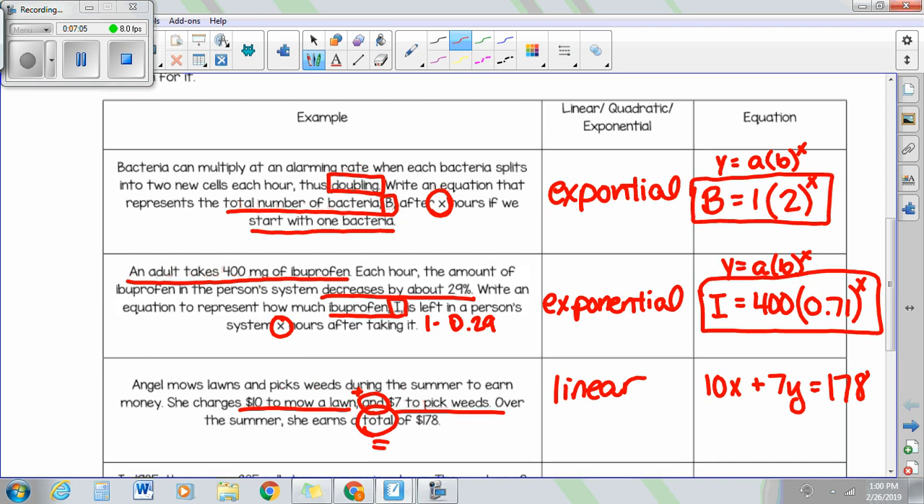This one doesn't tell us which variables to use, so I'm allowed to pick. I just went ahead and picked X for how many lawns she mows and Y for how many weeds she picks.